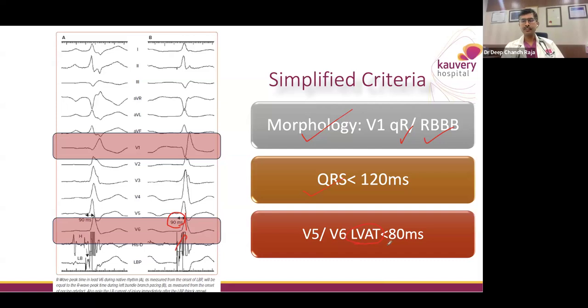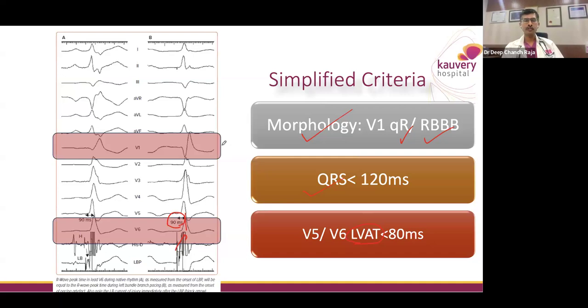That's understandable because V5 and V6 are leads that are located laterally, and that is representative of how quickly the impulse travels down the left bundle and captures the lateralmost part of the left ventricle. So if the left ventricular activation time is less than 80 milliseconds, QRS is less than 120 milliseconds, and the morphology of the QRS is QR in V1 or an RSR prime in V1, then you can be relatively sure that you are capturing the left bundle branch or one part of the left bundle branch, which could be the left posterior fascicle or the left anterior fascicle.